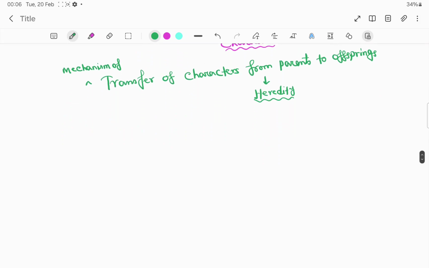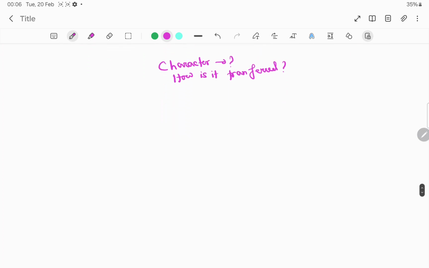Clear? Now the question is how the characters get transferred and what is that character? What actually is this character? I am talking about the character. Now what is that character, and how is it transferred? What is the mechanism? We know the mechanism of transfer is heredity. Now how is it transferred and what is that character? So let me explain it from the very basic things.